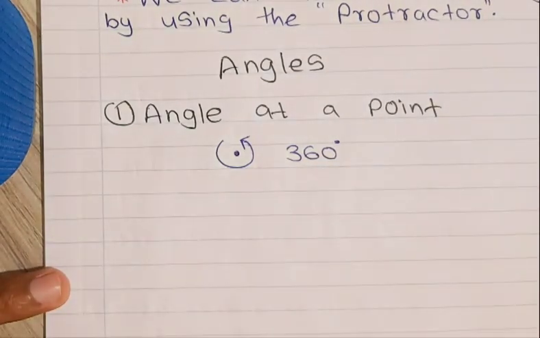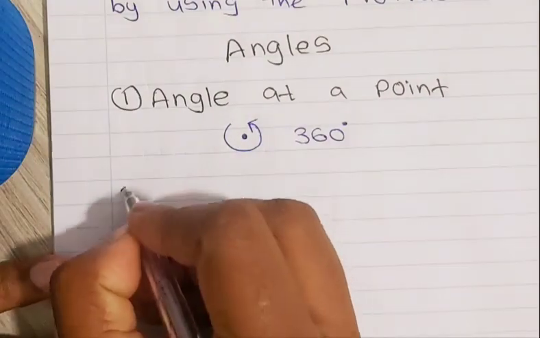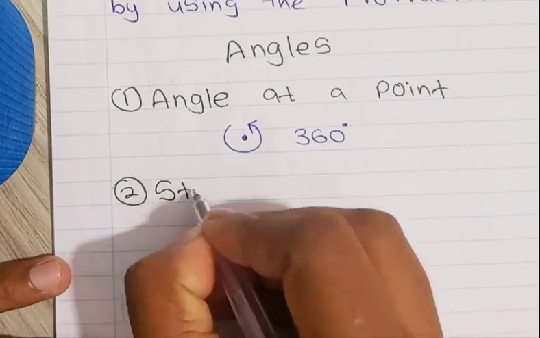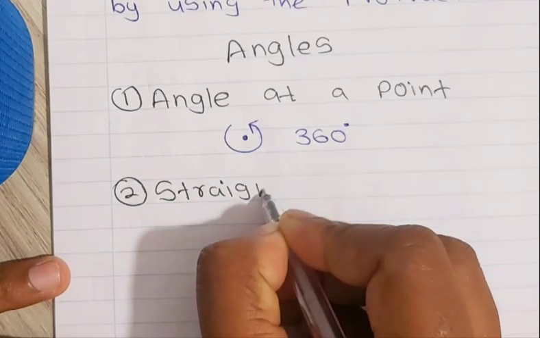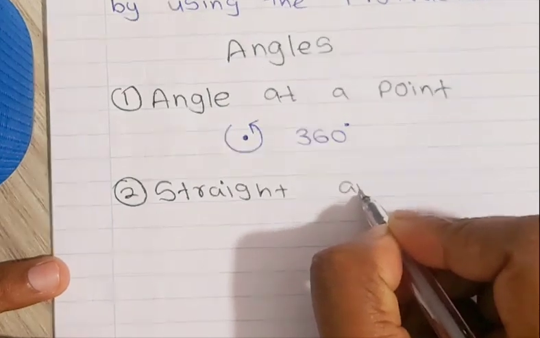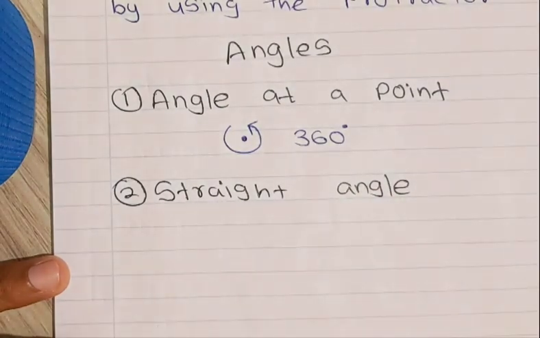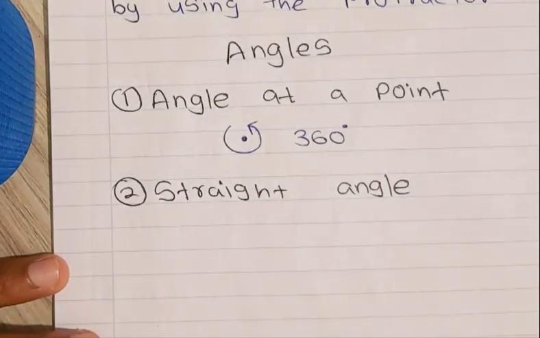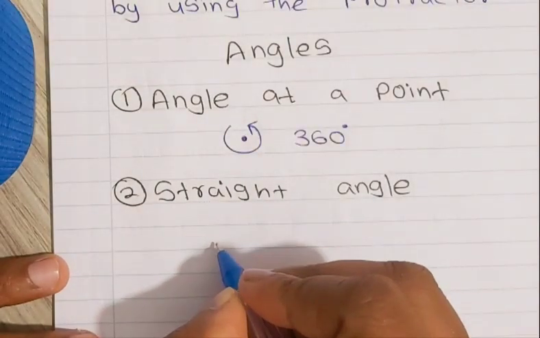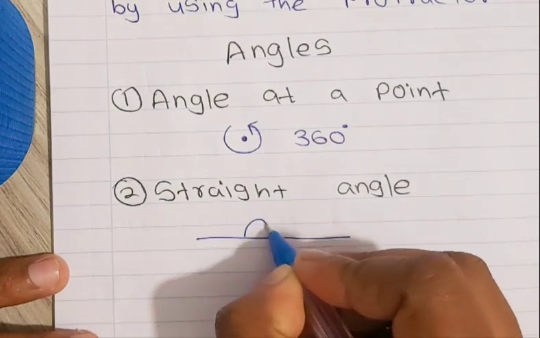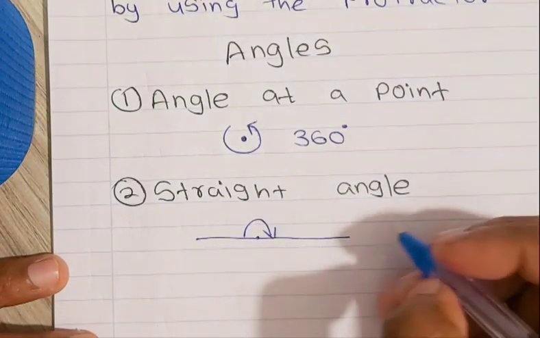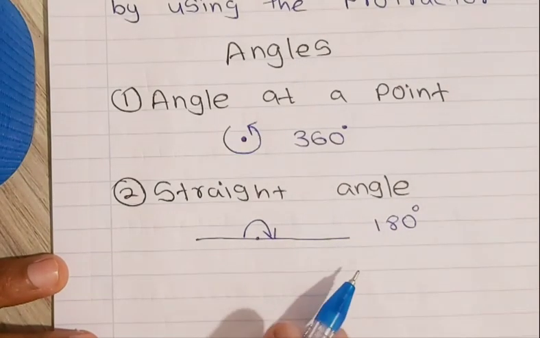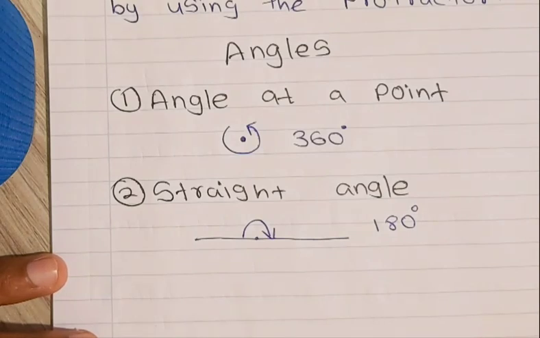The second type is the straight angle. Straight angle means straight line, it's very easy to keep in mind. So the angle on the straight line is called the straight angle, that equals 180 degrees. You have to keep those values in mind properly, then it's easy for you.